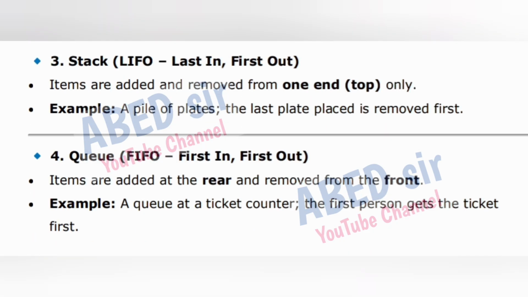3. Stack, LIFO, last in, first out. Items are added and removed from one end, top, only. Example: a pile of plates, the last plate placed is removed first. 4. Queue, FIFO, first in, first out. Items are added at the rear and removed from the front. Example: a queue at a ticket counter, the first person gets the ticket first.